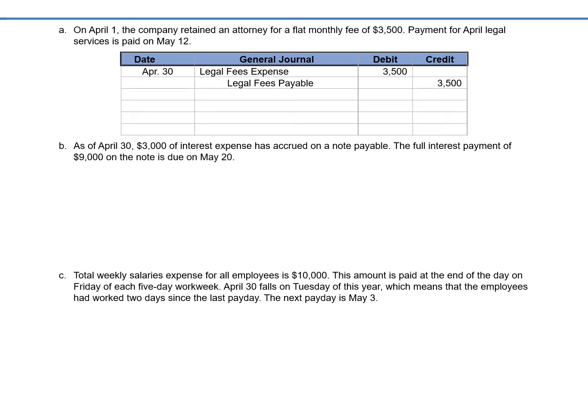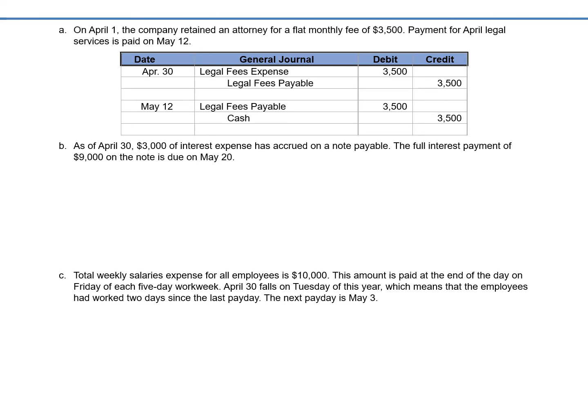Then on May 12th, when we pay them, cash is going out the door, right? So to decrease cash, what do we do? We credit, right? And then we relieve or reduce our payable account that we recorded on April 30th. To decrease a liability, we debit. And to decrease cash, we credit. Okay?